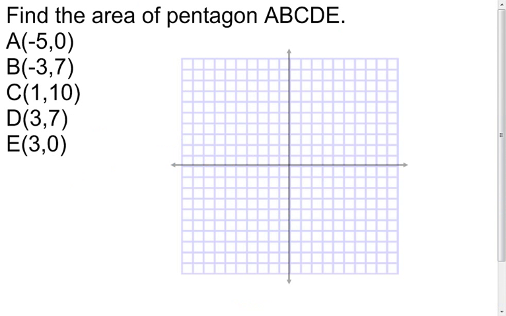And now my last one, I have a pentagon, it tells me, pentagon A, B, C, D, E, and it's on the coordinate grid. So the first thing I'm going to want to do is just graph my points. -5, 0, there's my A. I have -3, 7, there's B, 110 is C, 3, 7, there's D, and then E is at 3, 0. So I need to find the area of that pentagon.